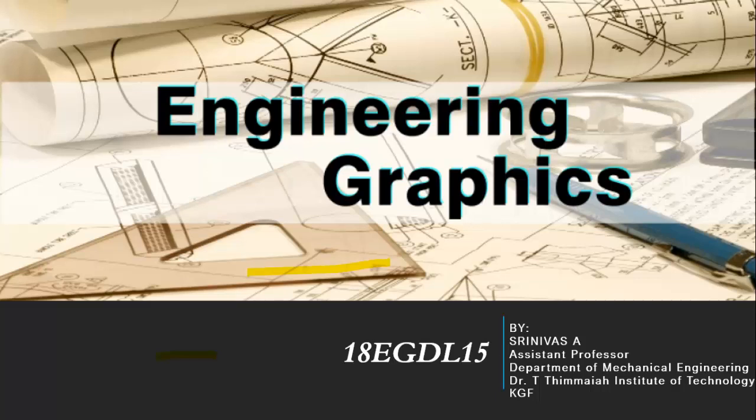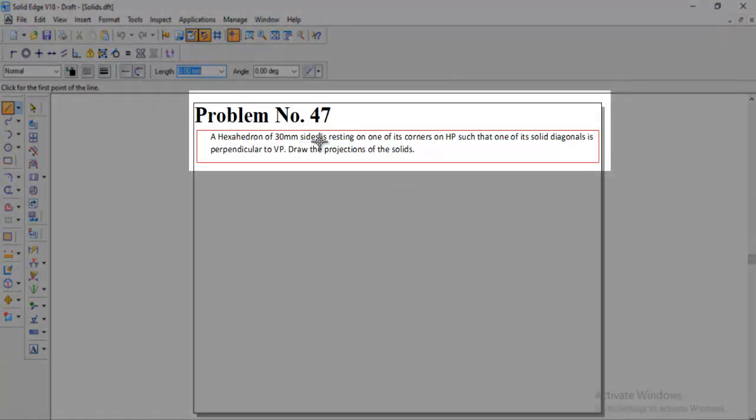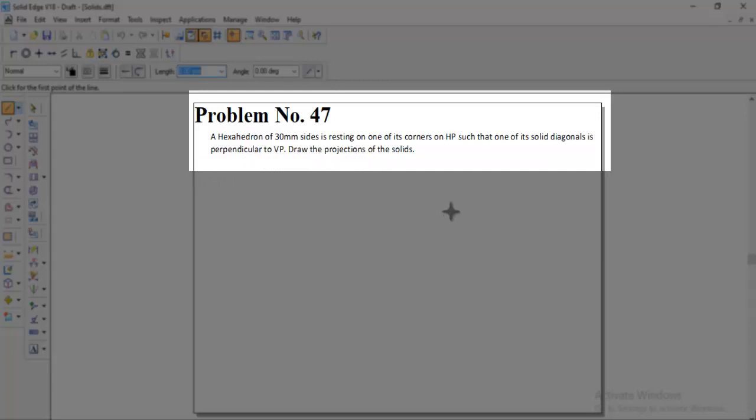Today's session we will discuss how to solve the projection of solids problem using Solid Edge software. Okay, in that we will discuss problem number 47. Okay, let me go to the problem. A hexahedron of 30 sides is resting on one of its corners on HP such that one of its solid diagonals is perpendicular to VP. Draw the projection of the solids.